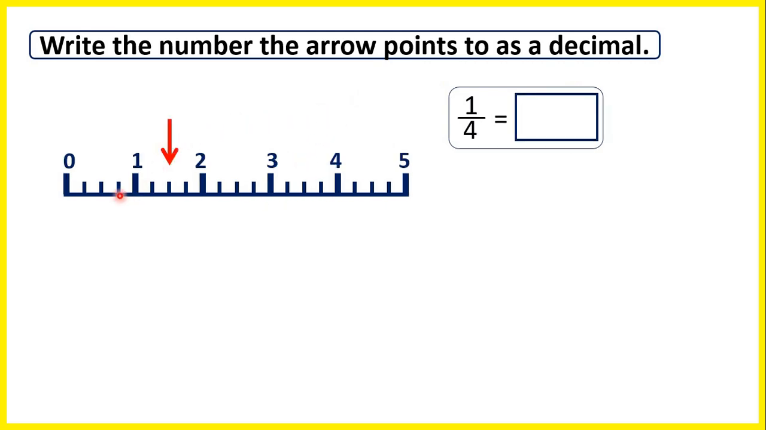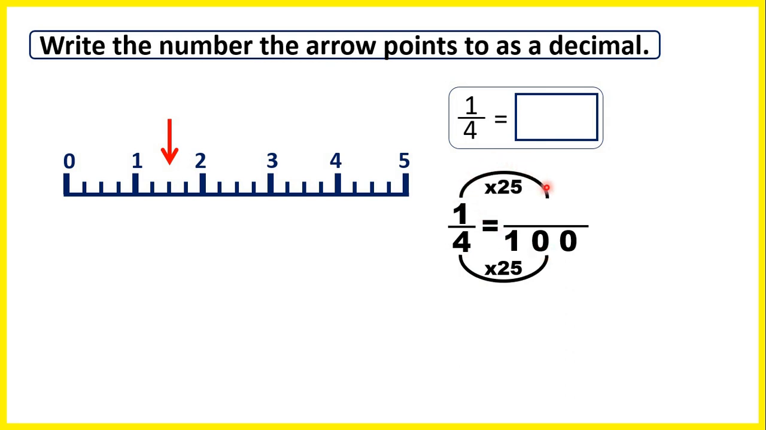So let's look at this slightly different number line. This time, to get from 0 to 1, we have 1, 2, 3, 4 lines, so each of these little lines is 1/4. Now we can work out 1/4 as a decimal. We can't change it into tenths because 10 isn't in the 4 times table, but 100 is a multiple of 4 because 4 times 25 is 100.